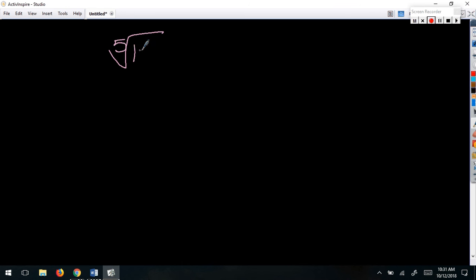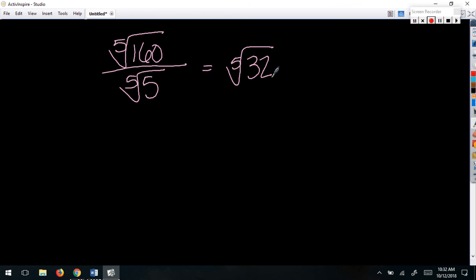Okay, so another one for you to try. Let's do the 5th root of 160 divided by the 5th root of 5. So if you'll just take a minute to work this one out. So you should have gotten, if I divide 160 by 5, I get 32. What times itself 5 times gives you 32, and I hope you found that that was 2.